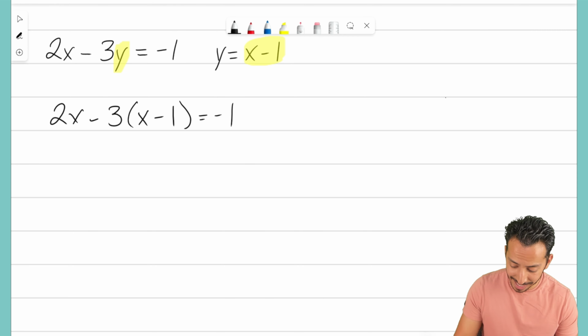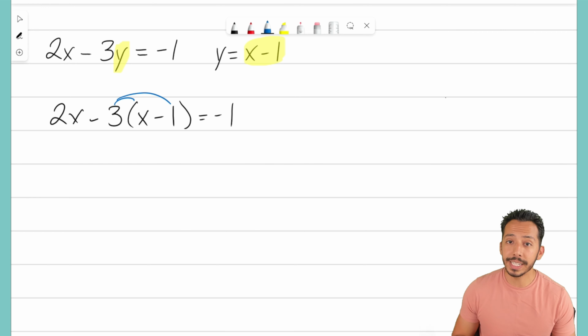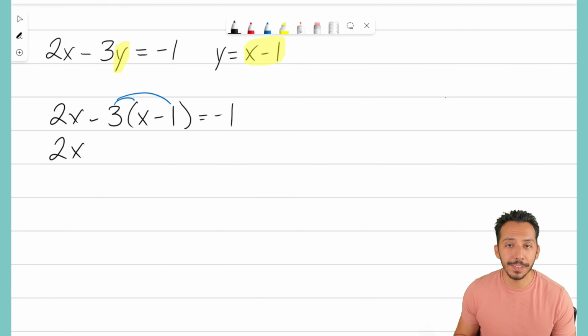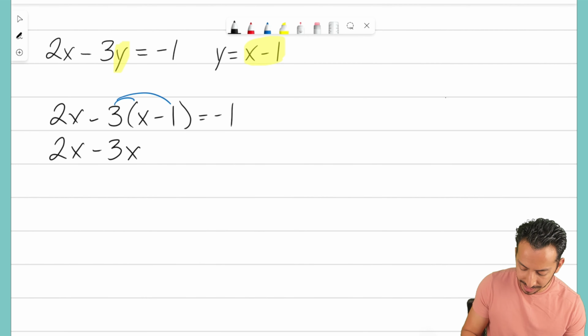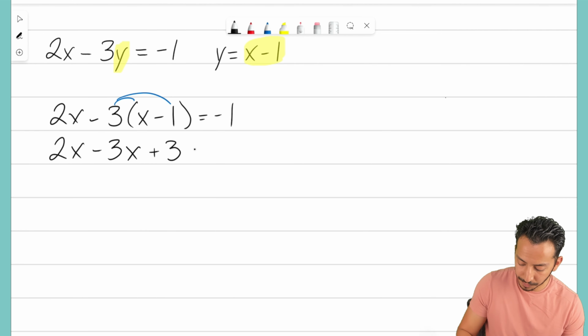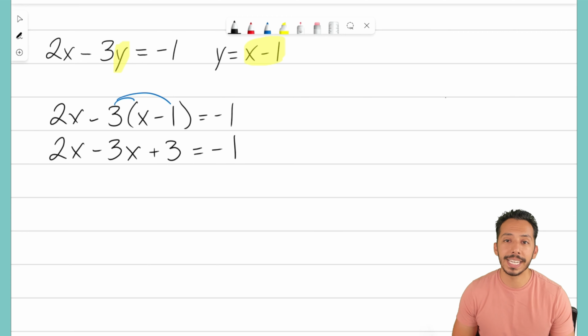So let's go ahead and do that. I think the first step is to distribute that -3 to both terms inside. So I'll write the 2x. Let's see, -3 times x is -3x. -3 times -1 would give us +3. It all still equals -1.